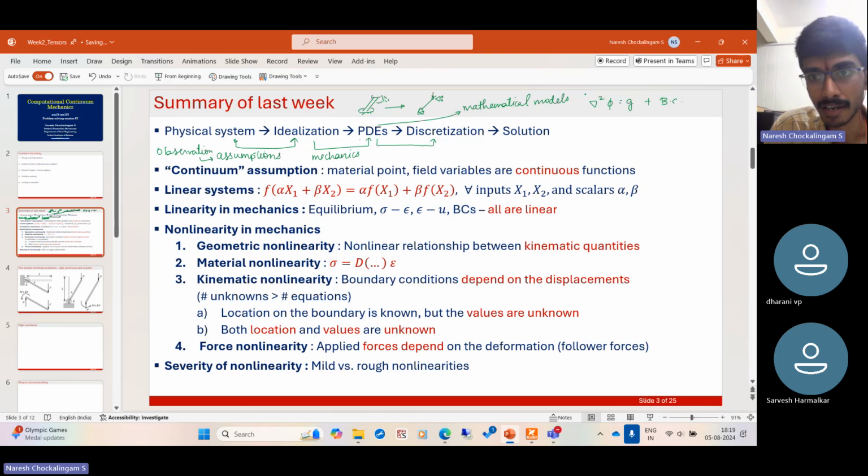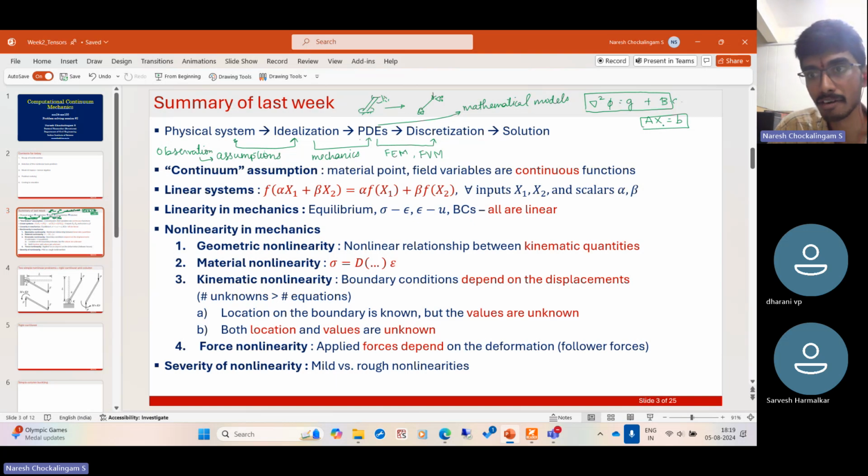And in general, this cannot be solved in closed form, so we often resort to numerical methods. This is a continuous system. From this, we get to a discrete system, which is usually something like AX equal to B, a system of simultaneous linear equations. This is achieved by numerical methods such as the finite element method, the finite difference method, and the finite volume method. There are also certain advanced methods that help us go from the mathematical model to a discrete representation of the mathematical model.